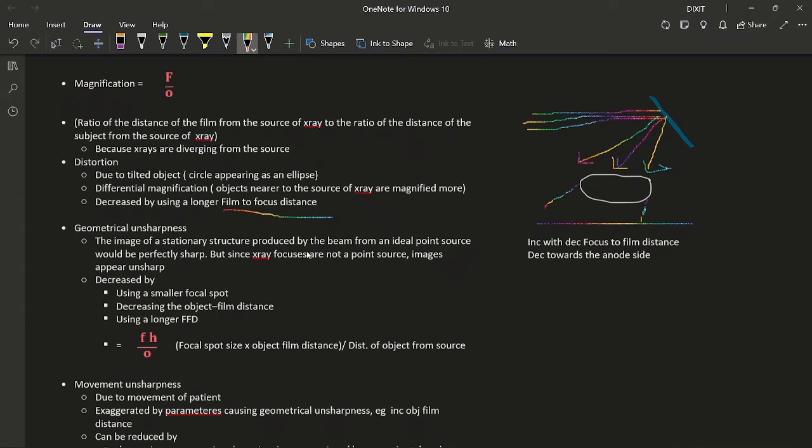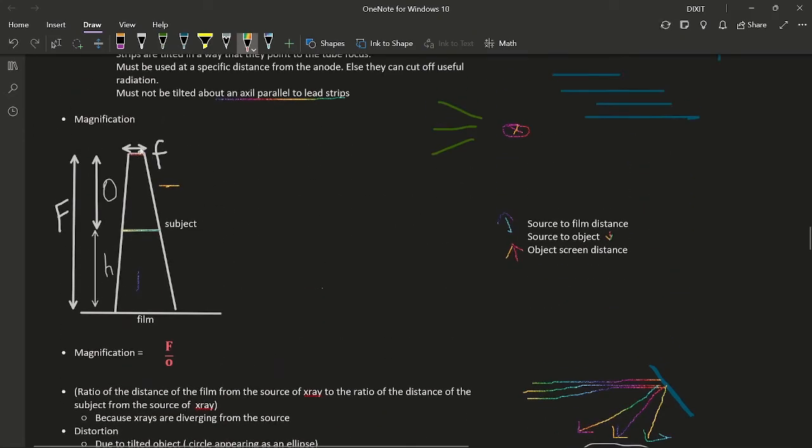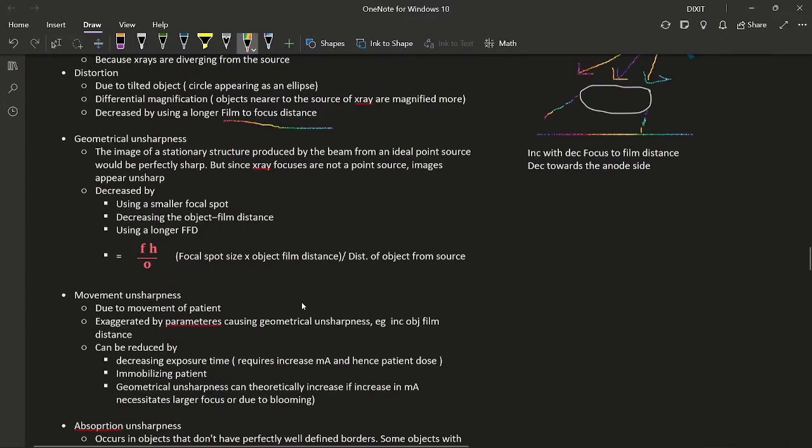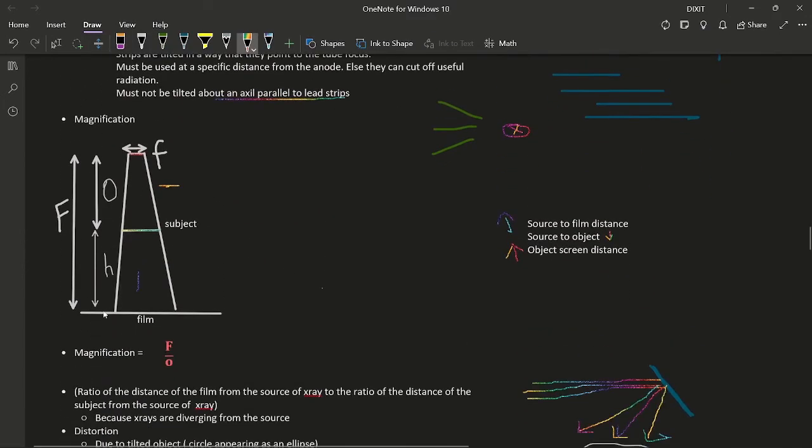The image of a stationary subject produced by the beam from an ideal point source would be perfectly sharp, but since X-ray focuses are not a point source, images appear unsharp. If you notice here, the region from where X-rays are produced is a line source, and this one is not a point source. If this was a point source, then all the image that we get would have been very clear, but because it is a line source, all the edges of the image will not be perfectly clear, and ideally you want this to be as small as possible so that the edges would be more clear.